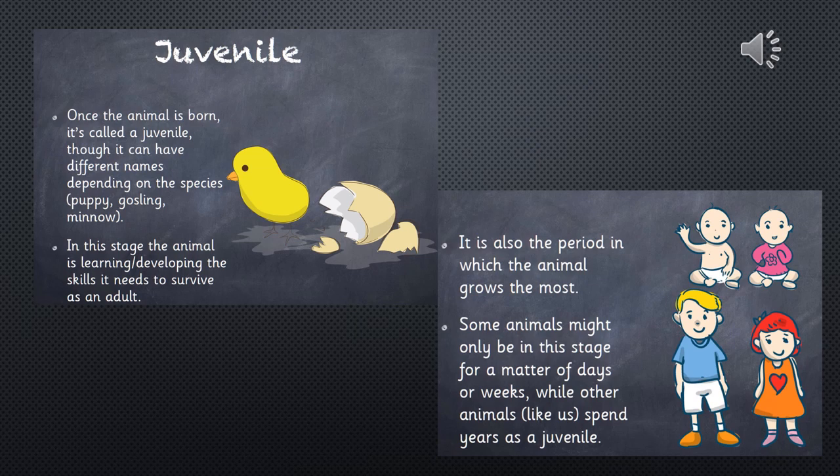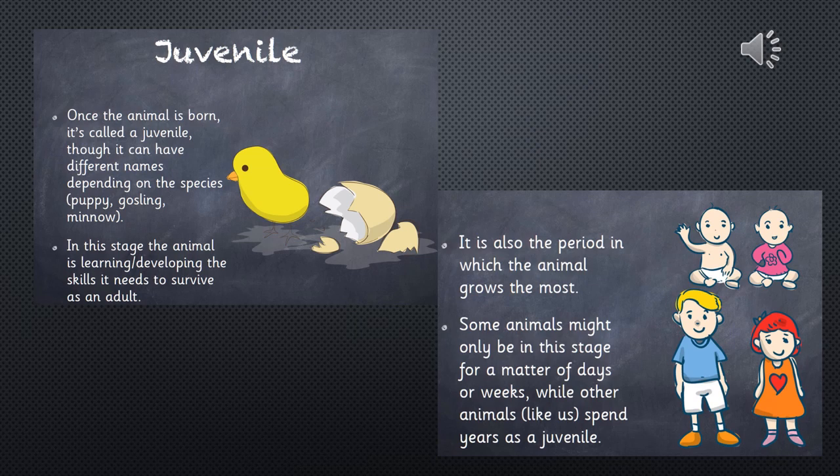I think one of the best stages in any animal's development is that super cute juvenile stage. These are the ones that have lots of really cute names like goslings and kittens and puppies. This is where the animal is learning how to be an adult. So they're learning lots of new skills so that they can go off and be independent and become an adult on their own. And a lot of animals are ready to be an adult really quickly.